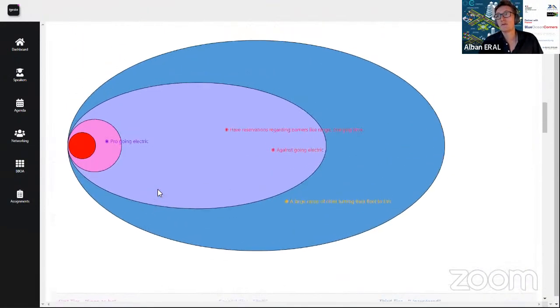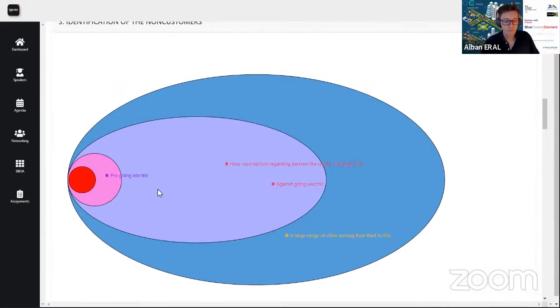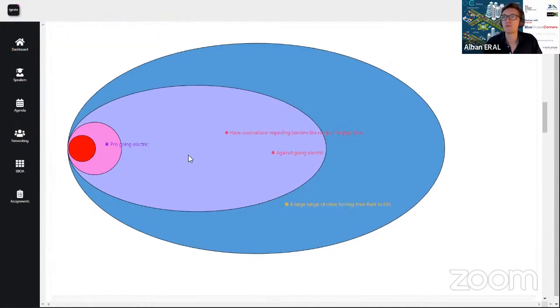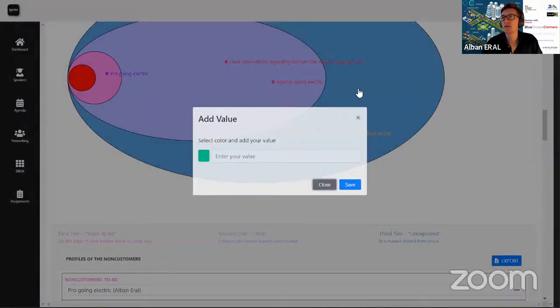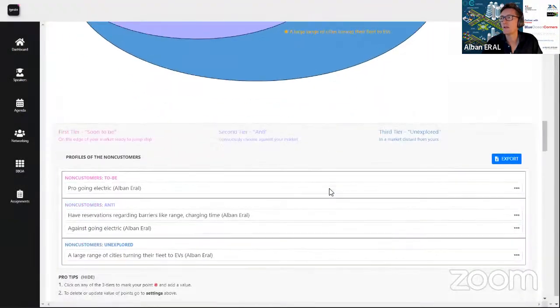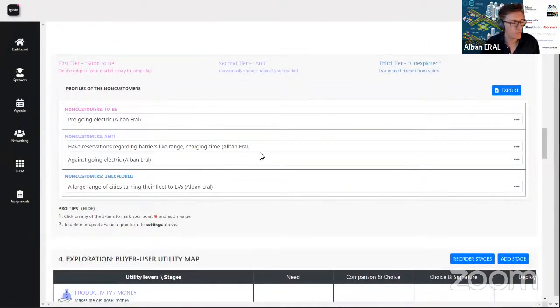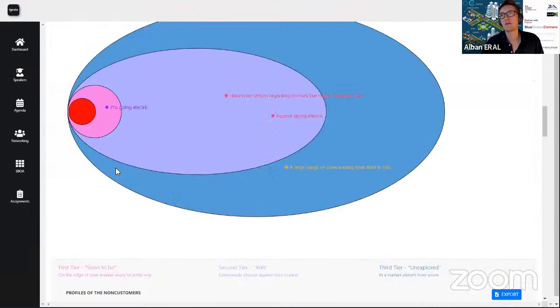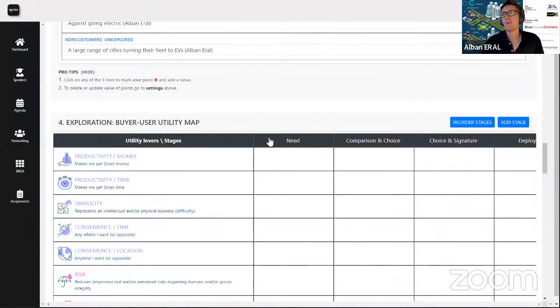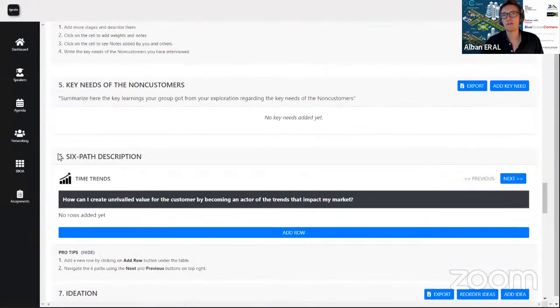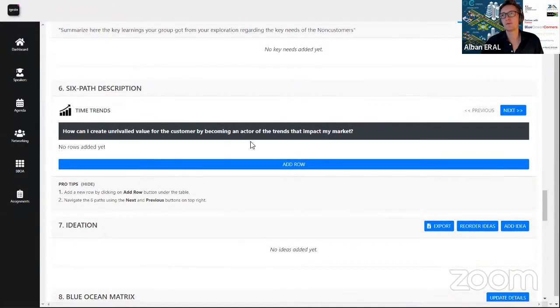The objective is to have this be collaborative. So all the team can contribute and add any non-customers you want to add. And then with this room zone we will create now, you can discuss why you add this, why you want to complete or precise this profile of non-customers. It's interactive and collaborative. And then you have here the 6PASS. It's number 6 here. You can start the 6PASS description.